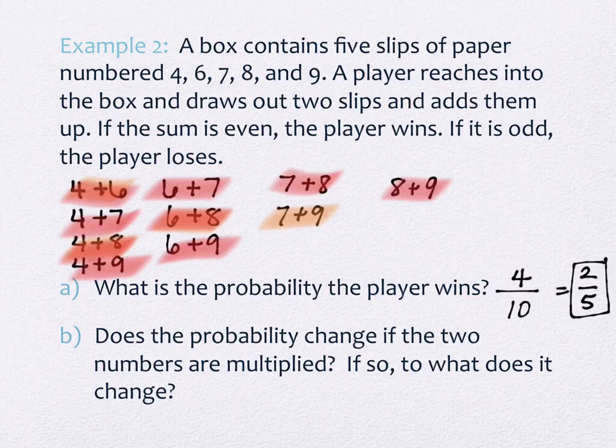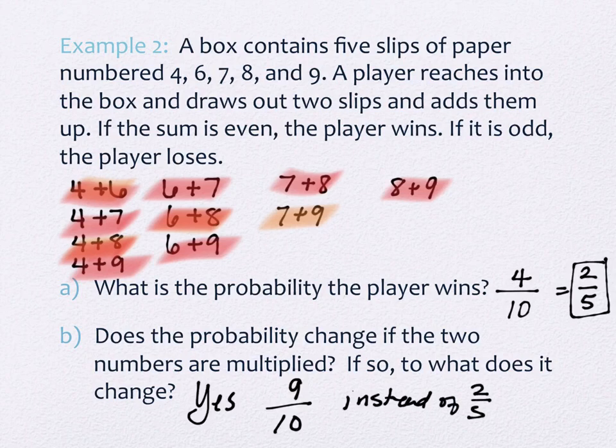Notice I didn't go back and change these to say multiplication. I just used the list that I had. But I'm thinking of them as multiplication now. So the answer, of course, is yes, it changes, right? Now there are 9 of them that are even when I multiply, out of 10, instead of 2 out of 5.